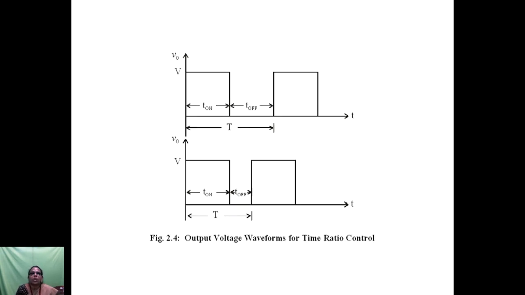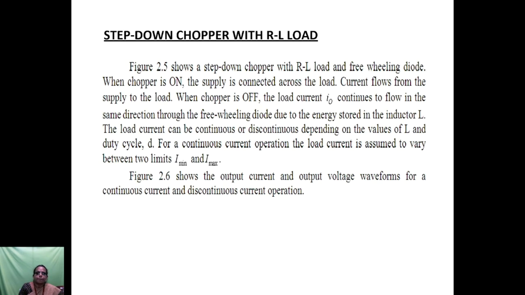From time ratio control, T on and T off. Here, T on is constant, T is varying. So, for the first waveform, T on, then for the second waveform also T on. These two T on values are the same, so this will be constant. T off is varying, so T is varying. In the first figure, T off has one value, and in the second waveform the T off value will be different. So, T is also varying.